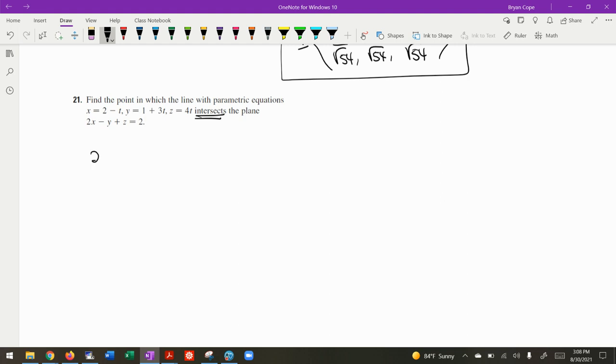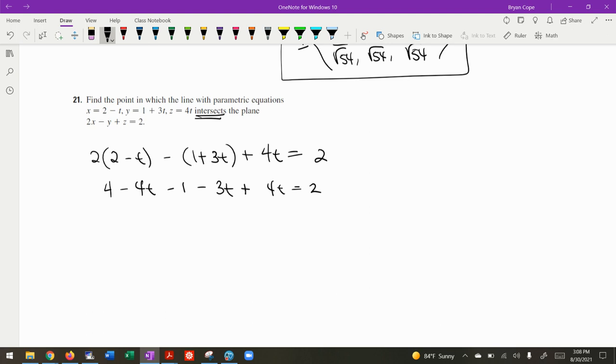Okay, let's do it. Watch. 2 times 2 minus t, minus 1, plus 3t, plus 4t equals 2. Substitution, right? Okay, so let's solve this. 4 minus 4t minus 1 minus 3t plus 4t equals 2. Did I make any mistakes? Yeah, thank you. I did make a mistake.